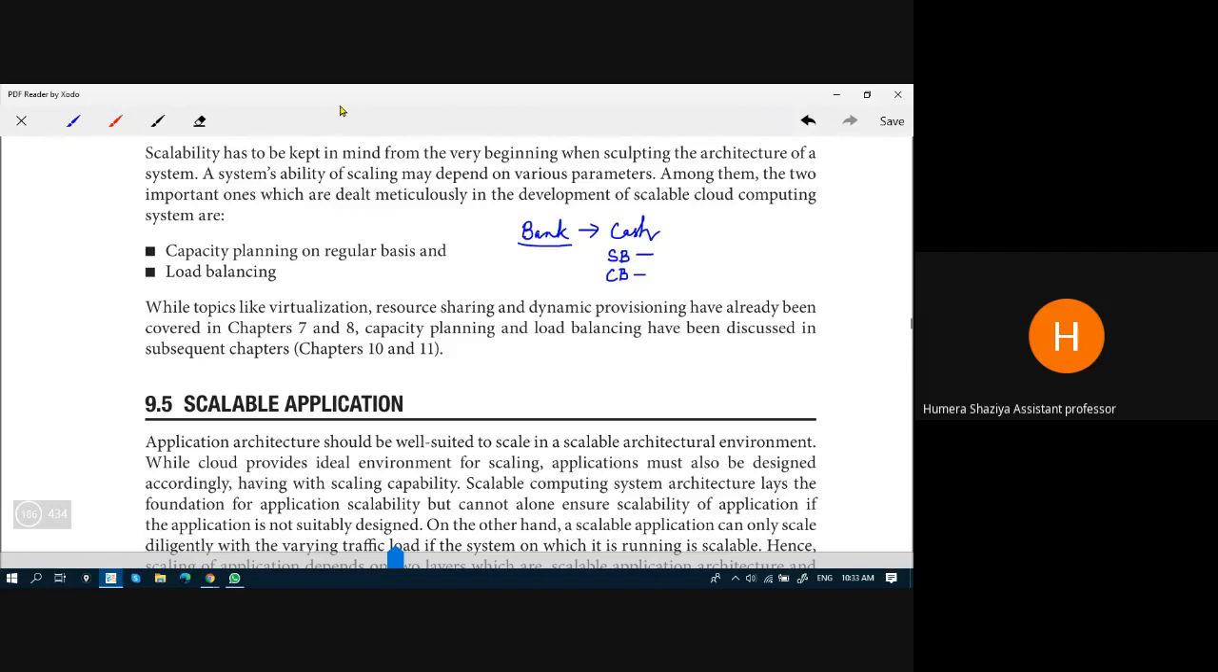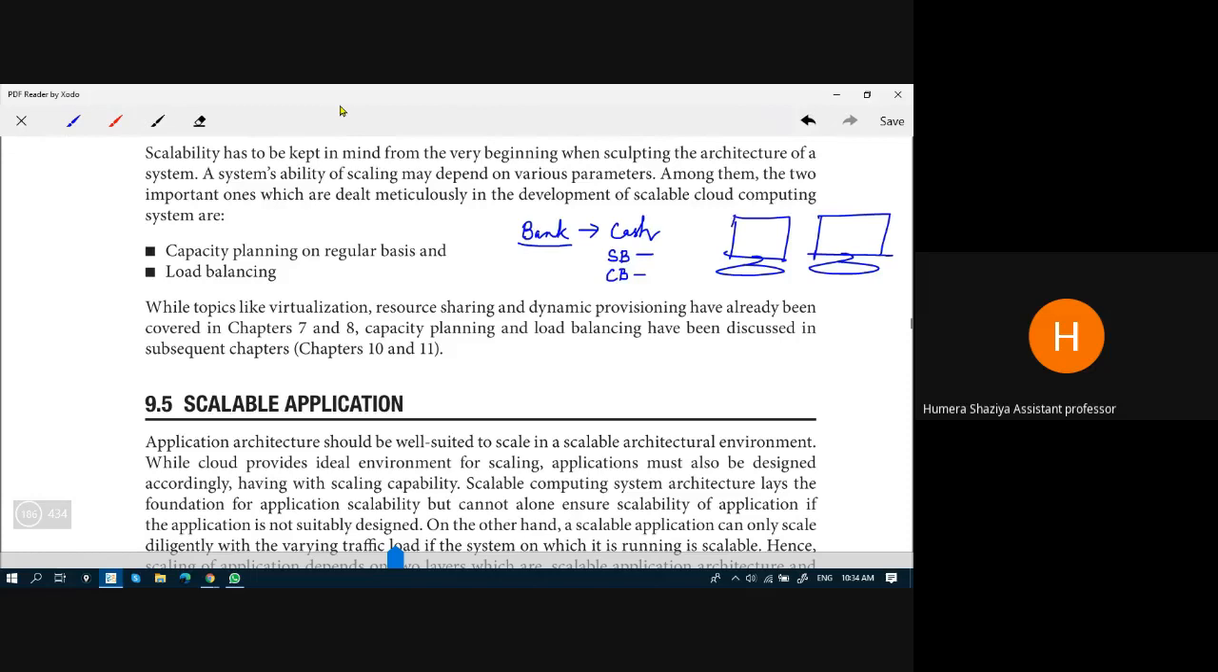Capacity planning on regular basis. Every day, the system has to be analyzed. How much of resources have been used and how much of resources were requested and were on demand, and how much was shrunk due to users' requests, and how much data is being processed on each of the machines in the cloud.